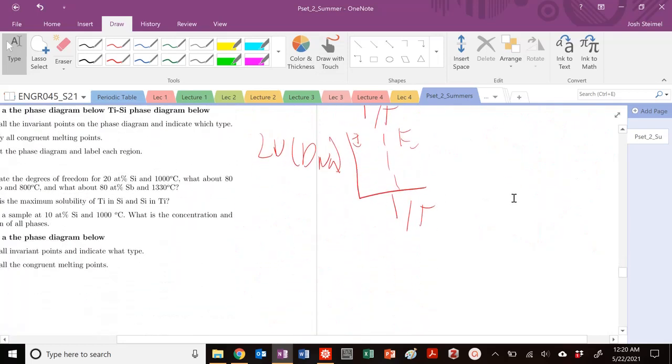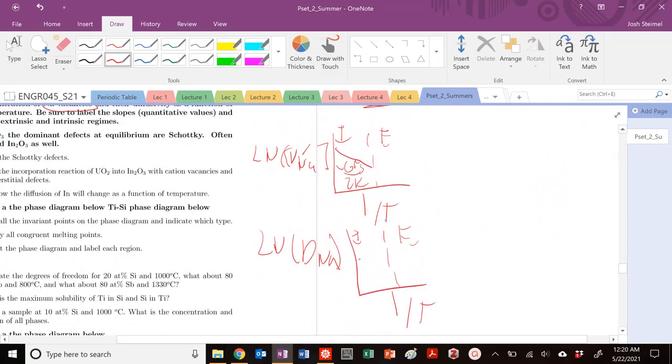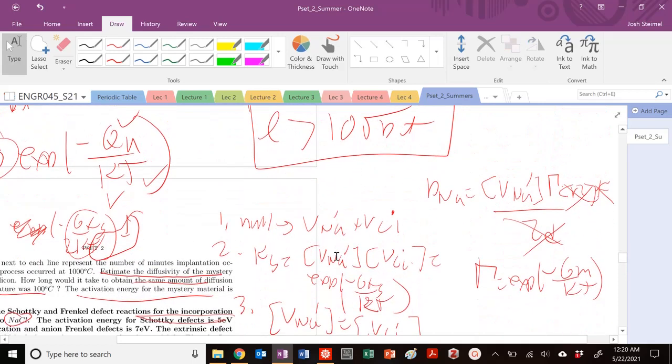So when you multiply those together in our diffusivity in the intrinsic, it's just going to add. So minus G formation of Schottky over 2k, minus Gm divided by k. That's it. So now for the extrinsic case.